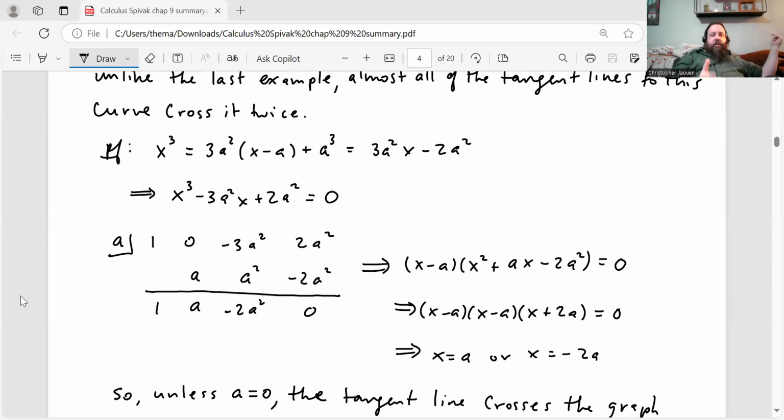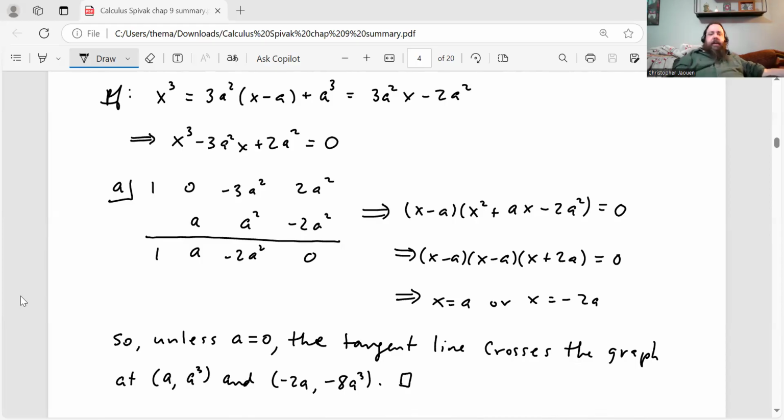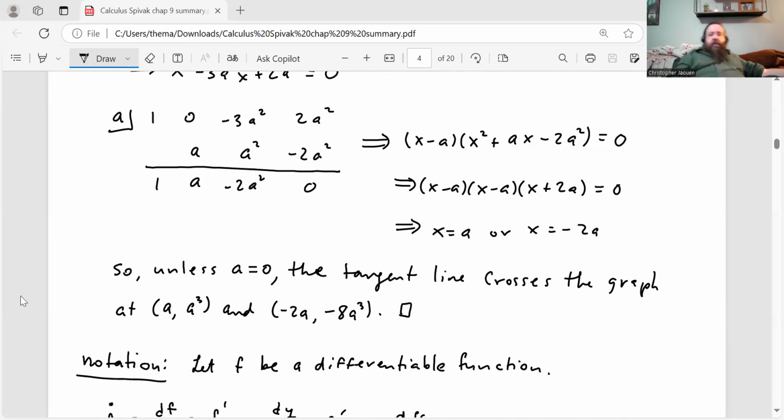So I can use synthetic division to factor this. We get the quadratic that I have written above factors into x minus a times x squared plus ax minus 2a squared. And then we can factor the quadratic x squared plus ax minus 2a squared into x minus a times x plus 2a. So we get two roots here. We get x equals a or x equals negative 2a. And again, we get two distinct roots here if a is not 0. The only place where we get only one root is when a is 0. So unless a equals 0, the tangent line crosses the graph at both the point a cubed and the point negative 2a, negative 8a cubed.